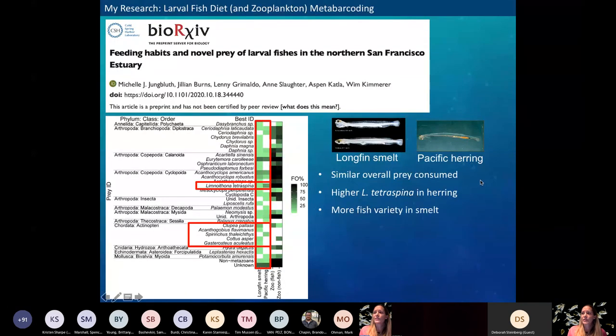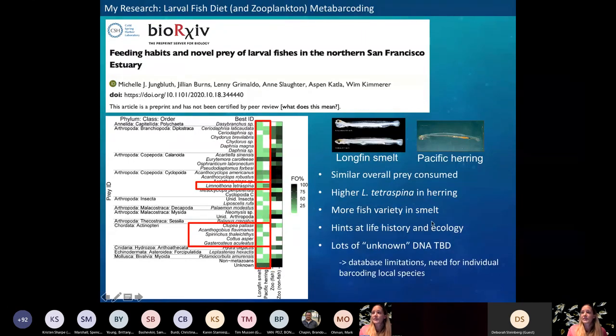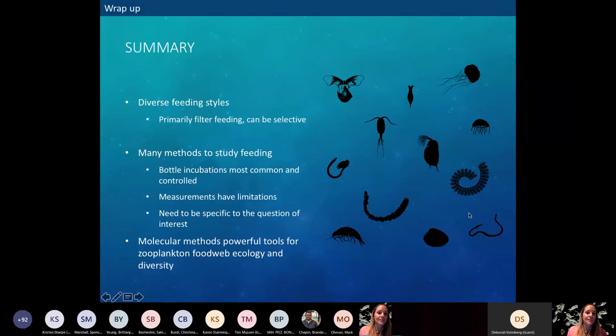There were also more fish found in the smelt, which I think hints at life history and ecology. One of the things I thought about was, well, are these larval fish schooling with each other? And is that how the DNA is ending up in the gut, just proximity? But it could also be that they're consuming eggs. We know from morphological analysis that they do consume other fish eggs. And of course, there's lots of unknown DNA, which is because of database limitations. So the more we do individual barcoding of local species, the more gaps will be filled there.